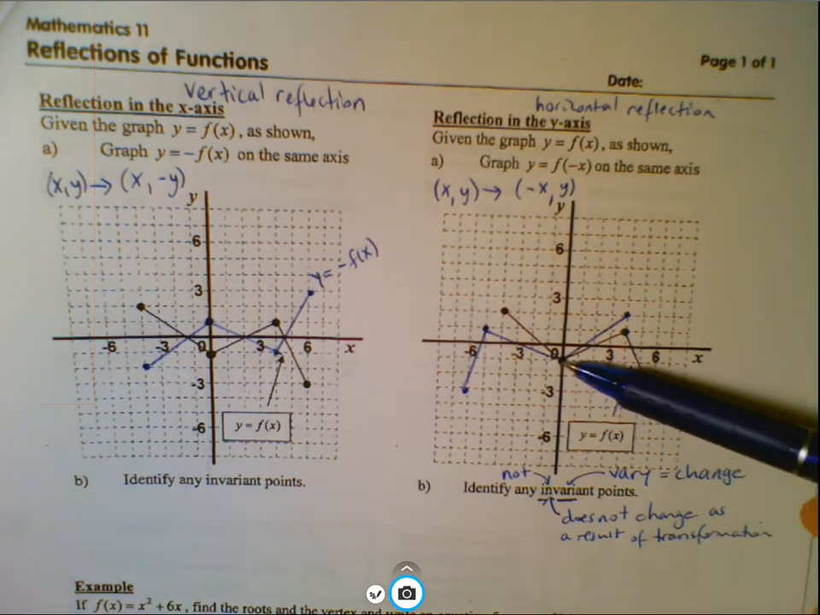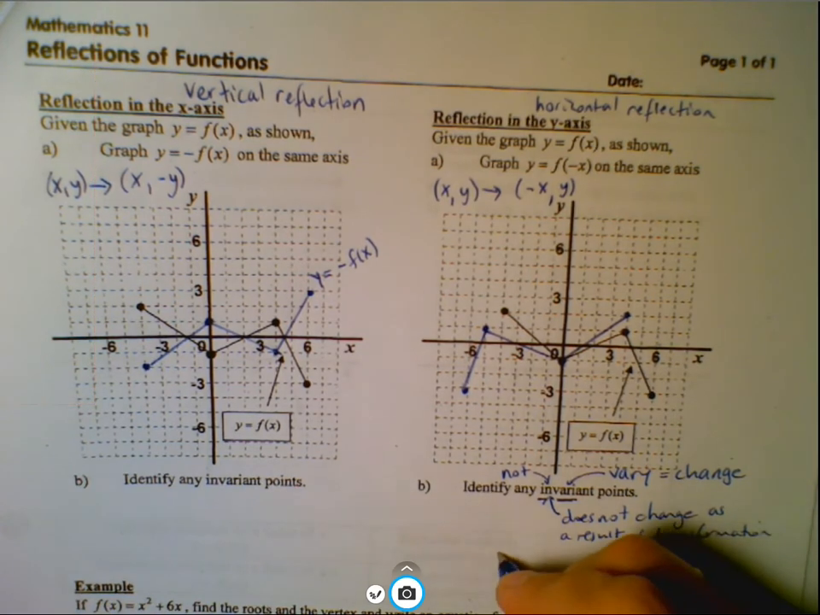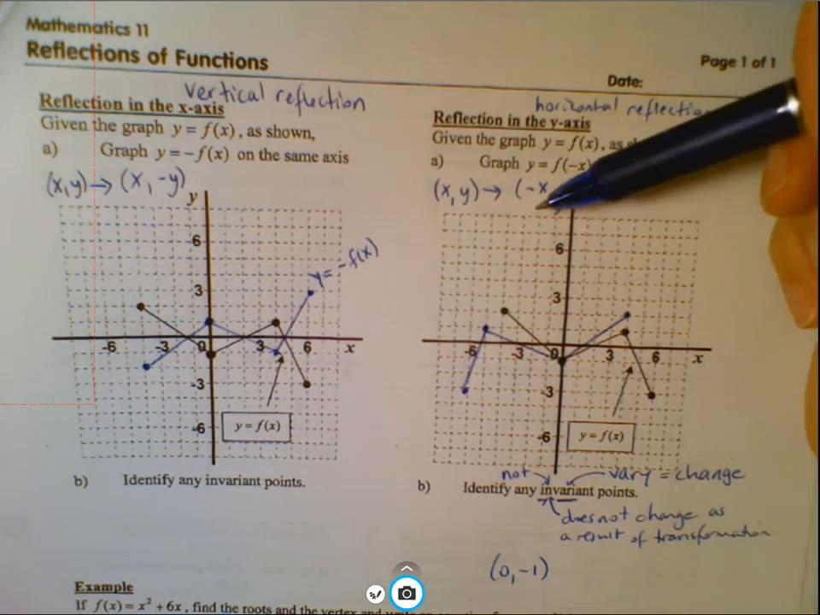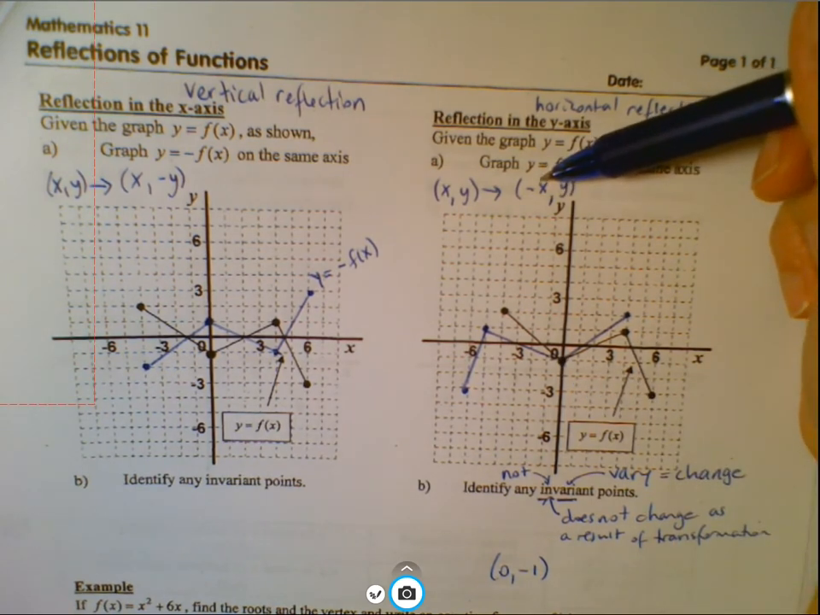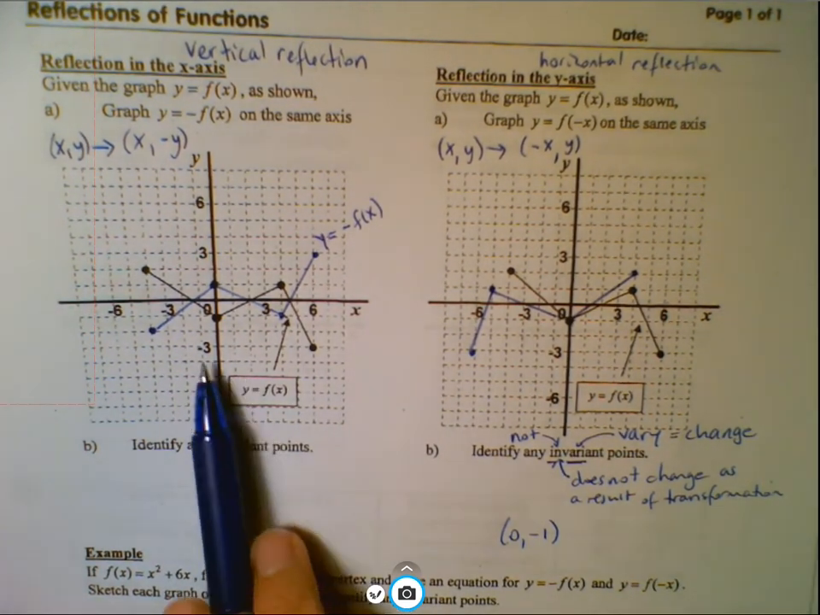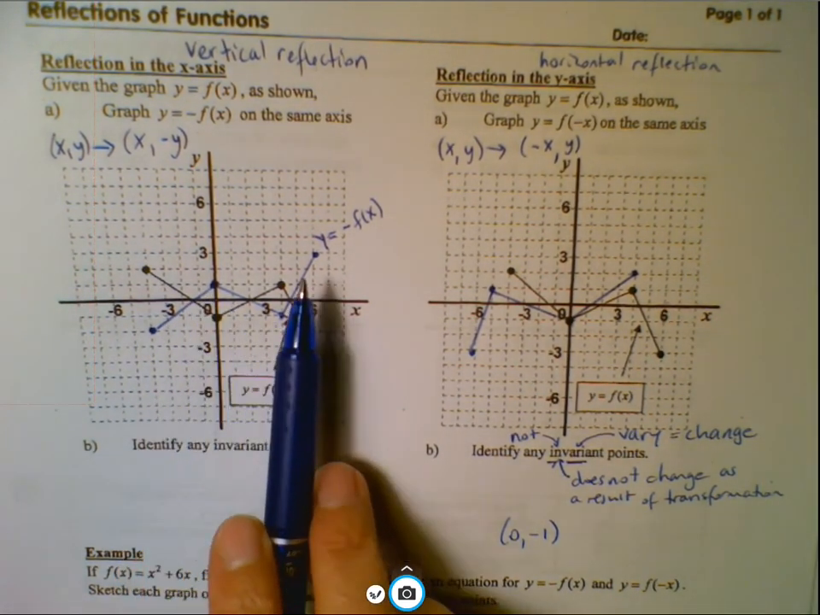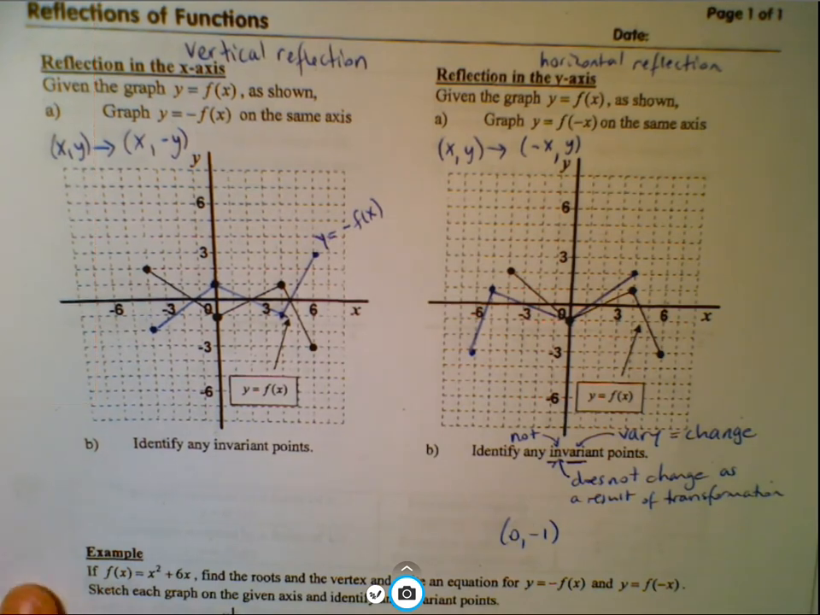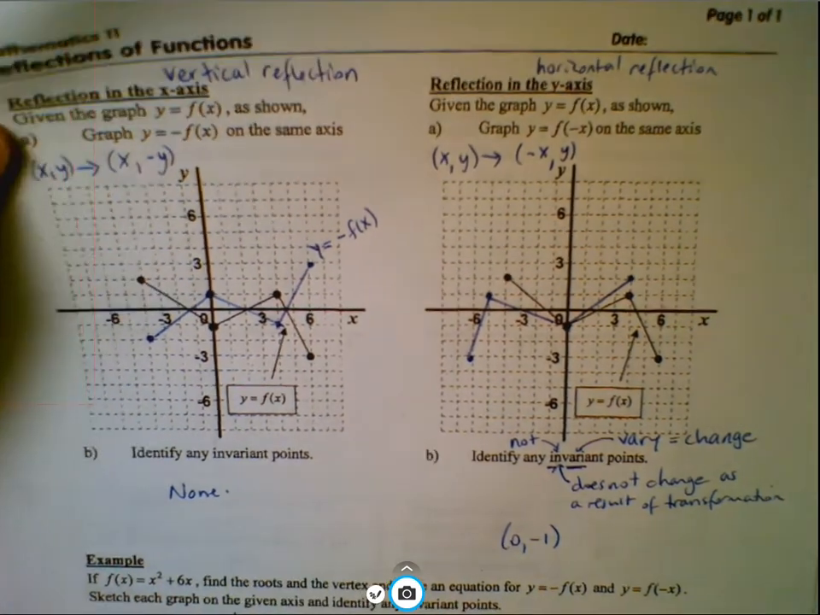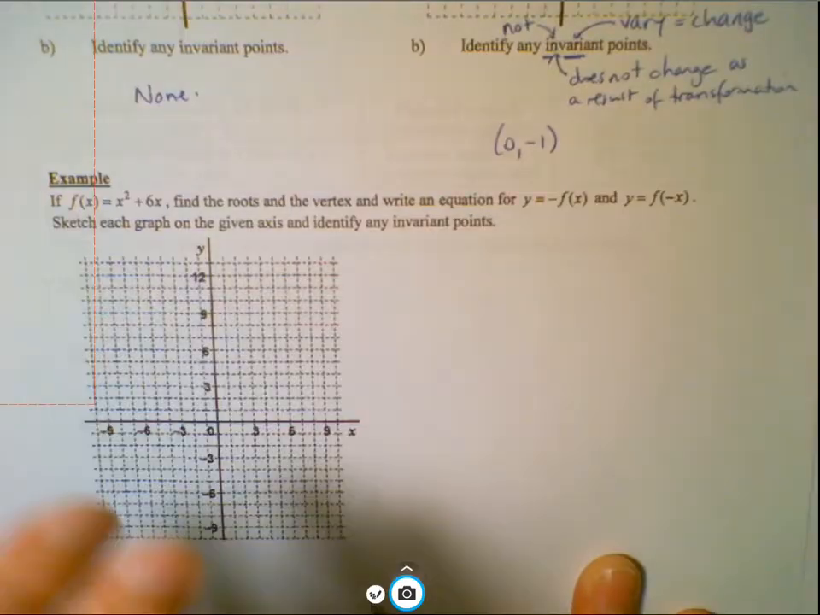And that would be the point (0, -1). Okay, so (0, -1) didn't change when I applied this transformation. Okay, it stays (0, -1). And how about here? Are there any invariant points? Were there any points that didn't change as a result of the transformation? So there were none. Okay, and so that's reflection. It's not bad at all.